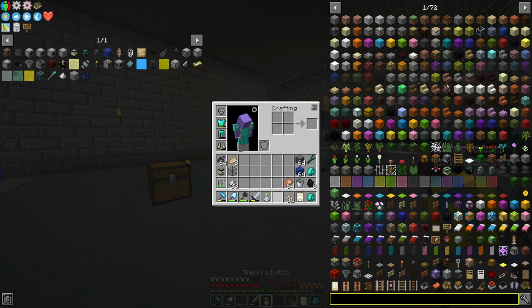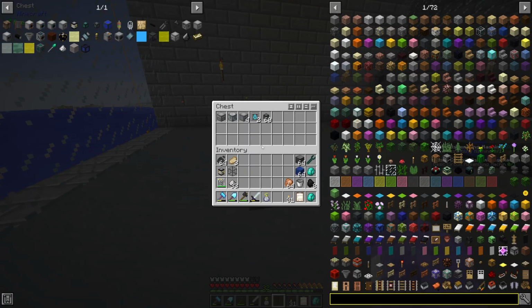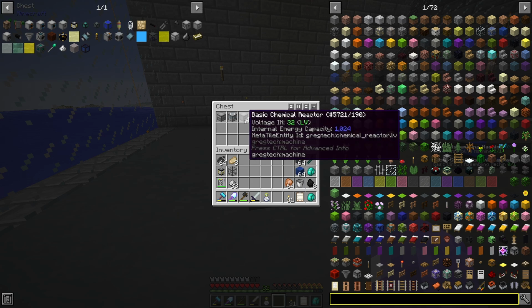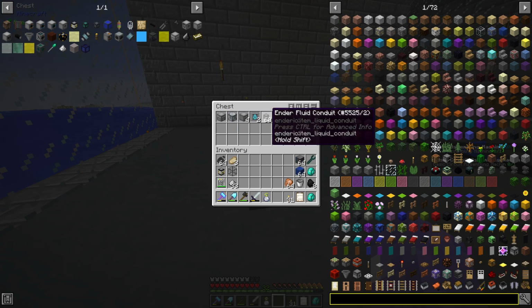So in this chest over here to our left, we have all of the machines that I talked about needing today. So we have our chemical reactors, our mixer, and our electrolyzer. We also have our fluid conduits, and I've made a couple basic fluid filters. We're going to need more of those. That's just what I made for right now, just for demonstration purposes.